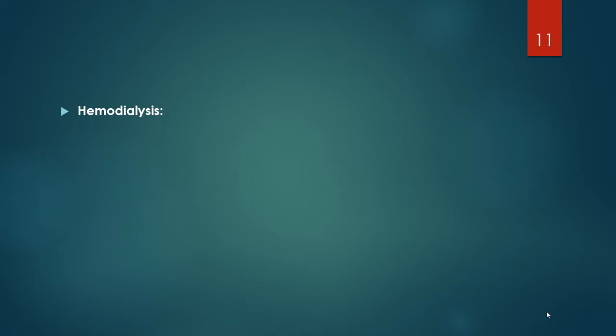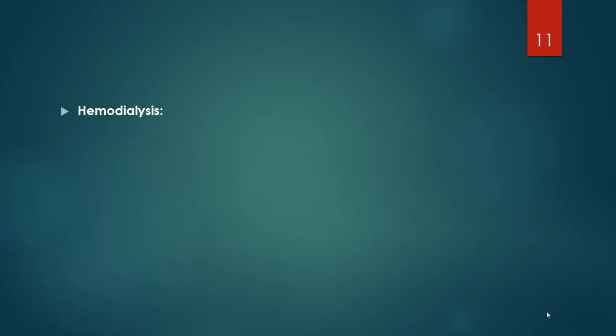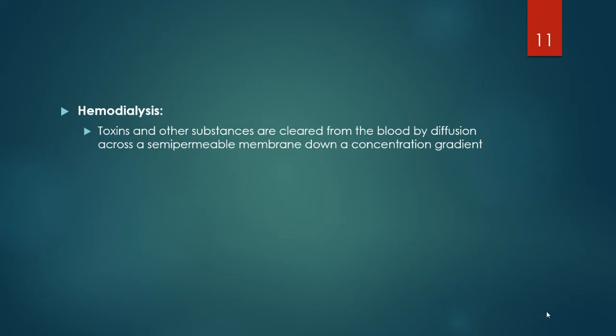I'm not going to be talking about details, but just giving an idea about some of these therapies. In general, in hemodialysis, toxins and other substances are cleared from the blood by diffusion across a semi-permeable membrane down a concentration gradient.